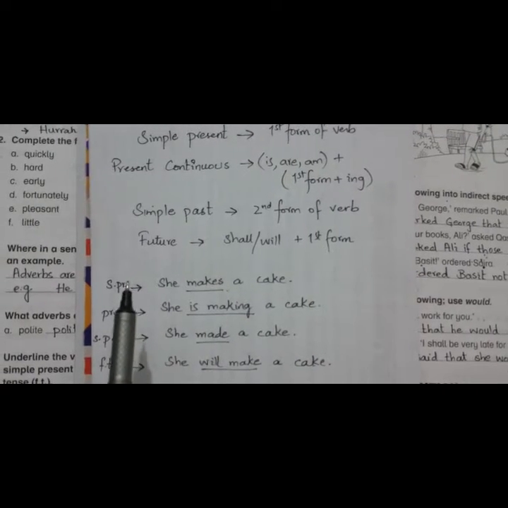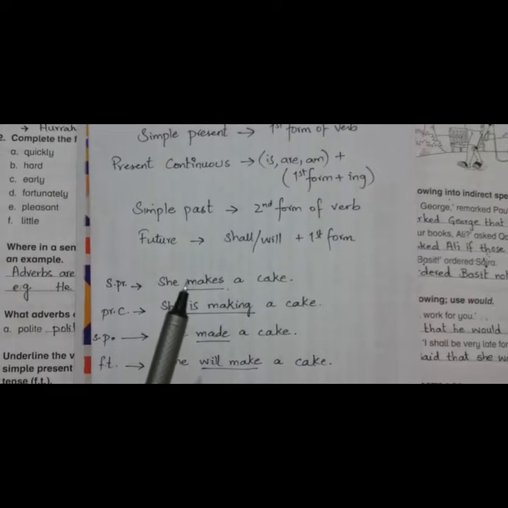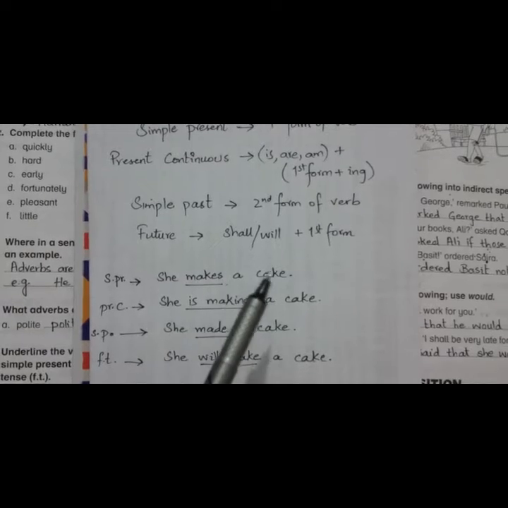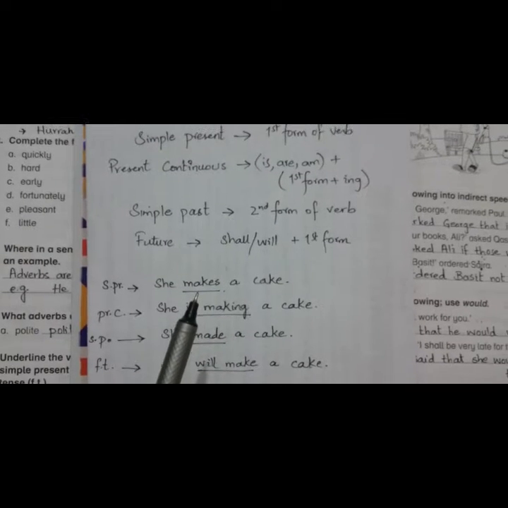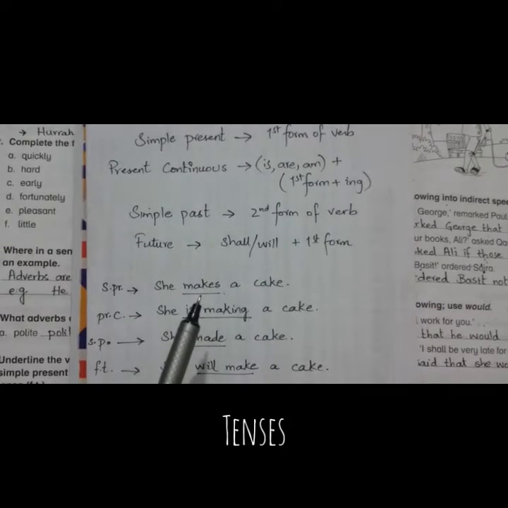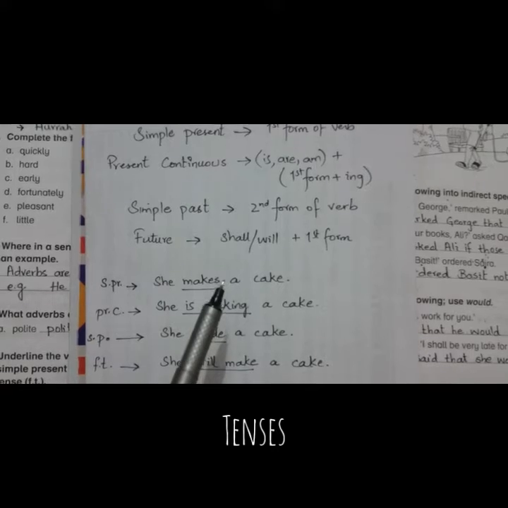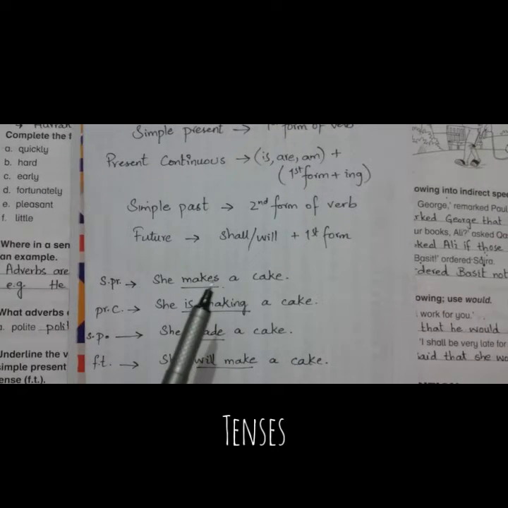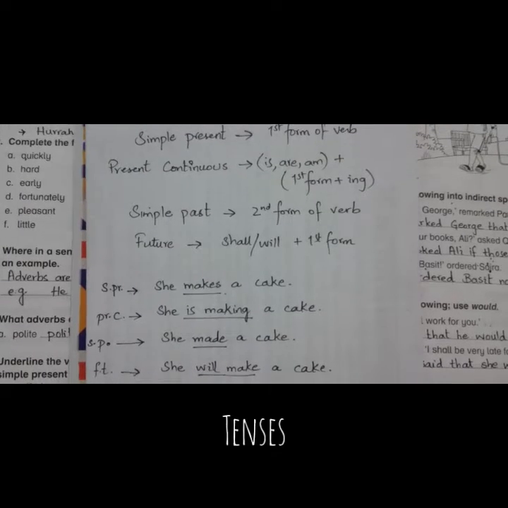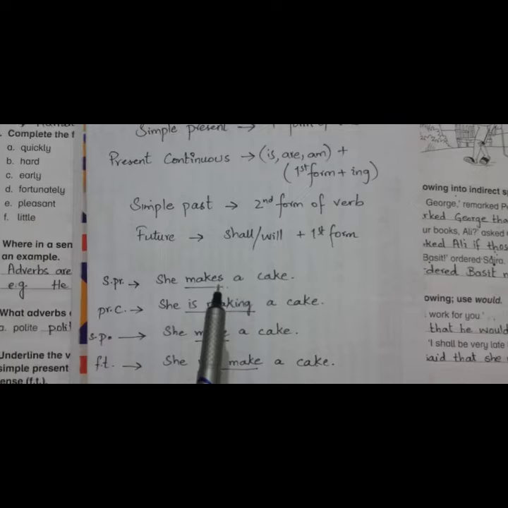Like some of the examples are given over here. If I will write this sentence in a simple present tense, it will be she makes a cake. So I have used the first form of verb. As I have told you, in simple present we will use first form of verb. So make is the first form of verb. I have used s at the end, as we know that s always comes with the verb if we have a singular noun. If we have a plural subject, then we will remove s from the verb.